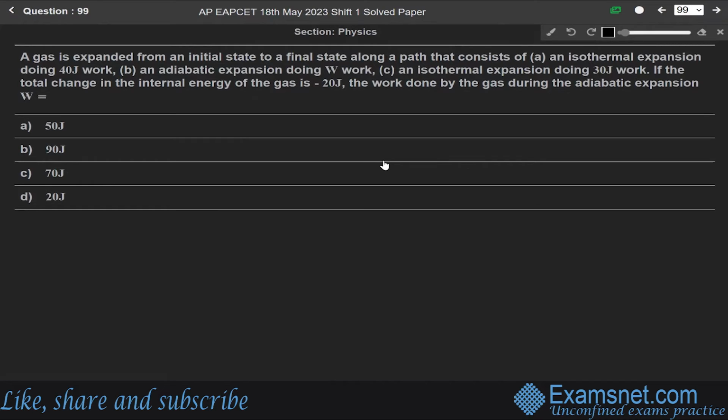A gas is expanded from an initial state to a final state along a path that consists of A, an isothermal expansion doing 40 joule of work, B, an adiabatic expansion doing W work, C, an isothermal expansion doing 30 joule of work. Okay. If the total change in the internal energy of the gas is minus 20 joule, we have to find the work done by the gas during the adiabatic expansion. Okay. So this question is from the chapter of kinetic theory of gases.